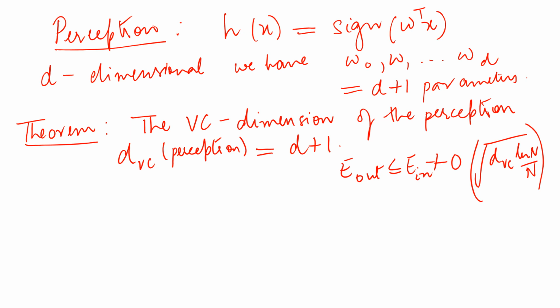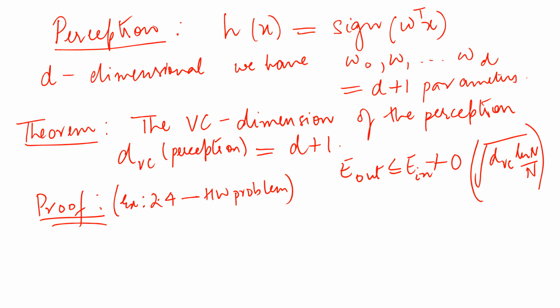Now, of course, this is a theorem, and we need to prove it. So how do we prove that the VC dimension of a perceptron is exactly d plus 1? I'm not going to show you the entire proof here because, if I remember correctly, this is exercise 2.4 in the book, and I think it's a homework problem as well. But I can give you some idea of how to go about doing this proof.